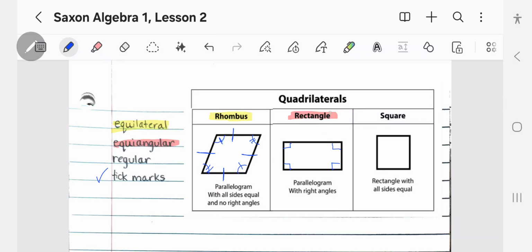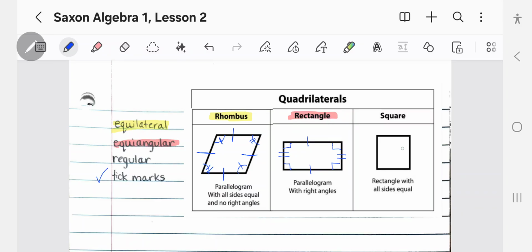Looking back at the rectangle, we can say it is equiangular, but it is not equilateral. We know that this side has to be equal to this side, or you couldn't make a rectangle out of it. And this side is equal to this side. So here, again, I'm using tick marks to show which parts are equal. So a rhombus is equilateral, but a rectangle is equiangular.